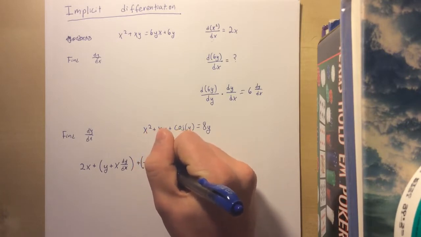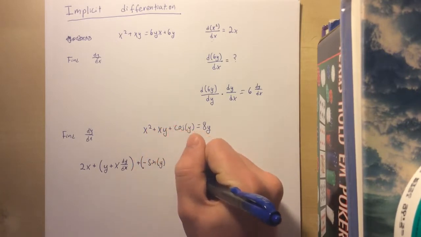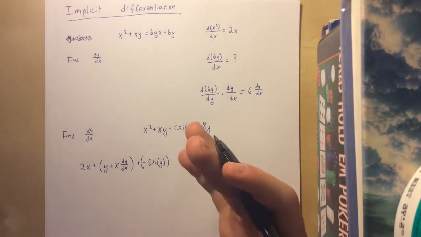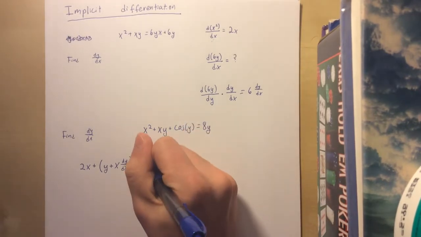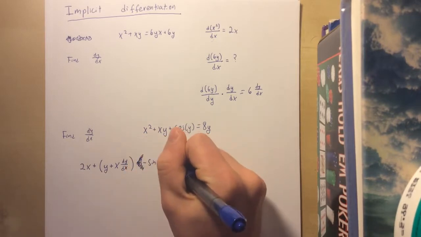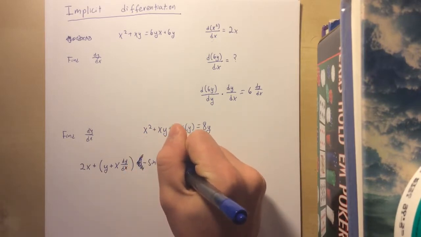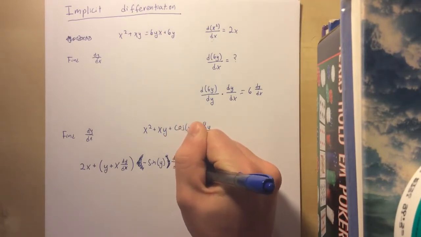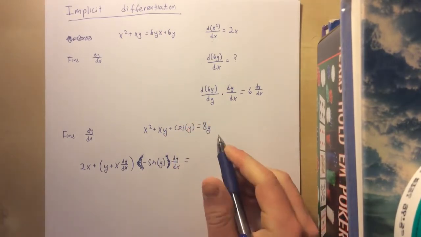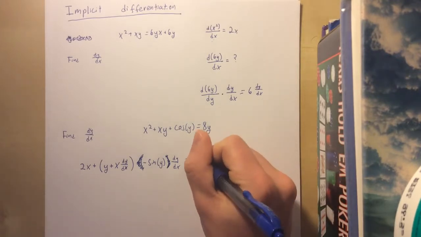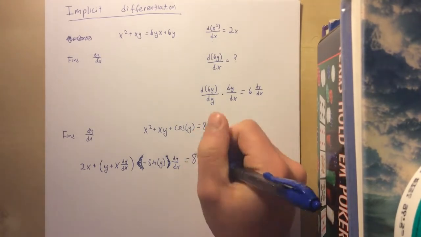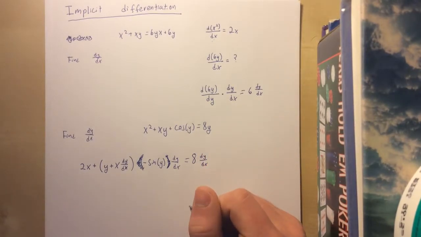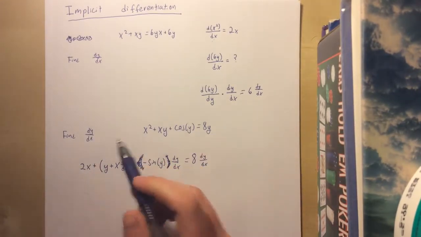So we have a negative sine y. But once again, we took the derivative of y, so we have to add a dy dx. And once again here, the derivative of 8y is going to be 8, but we took a derivative of y, so we have to add a dy dx. And now from here, we just have to solve for dy dx.